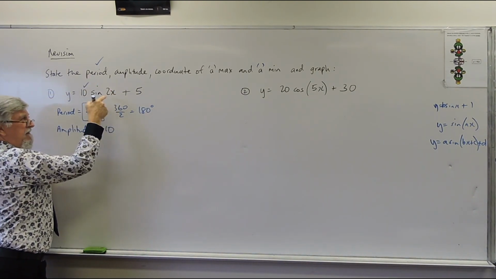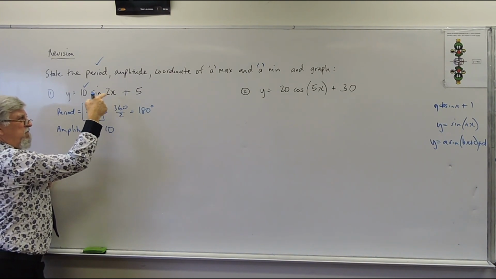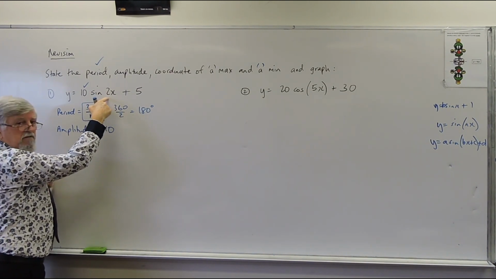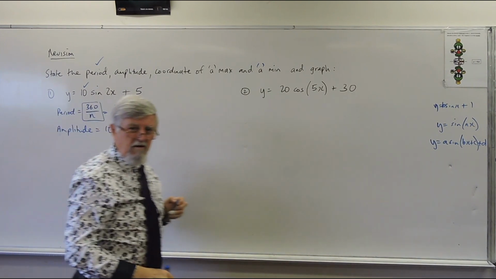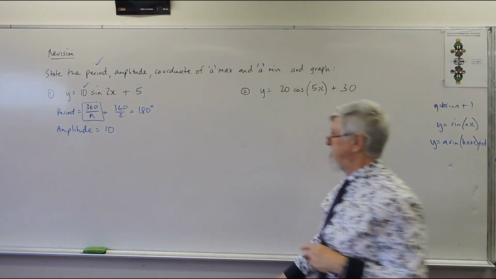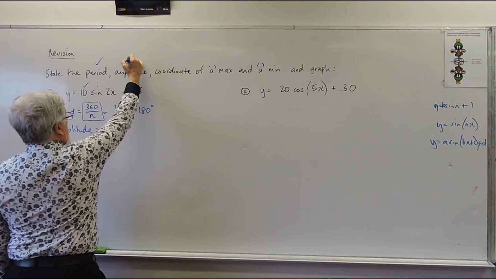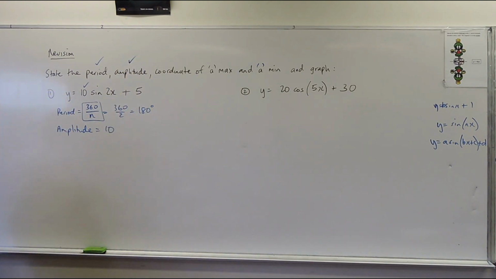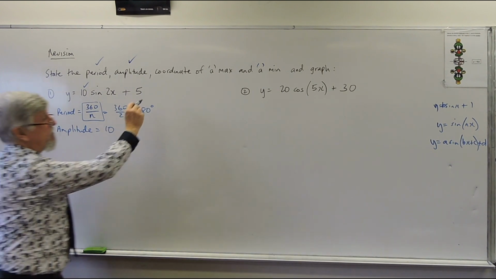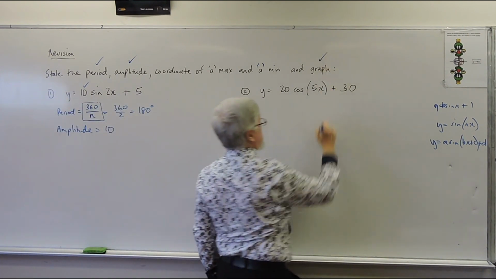So is that, Mac, is that actually the period? That number there, what's that got to do with the period? That's what you divided by. Go. So we've got period, we've got amplitude, coordinate of A max. Not easy to tell. You're actually better to graph it first. So in order, I would probably go to the graph next.